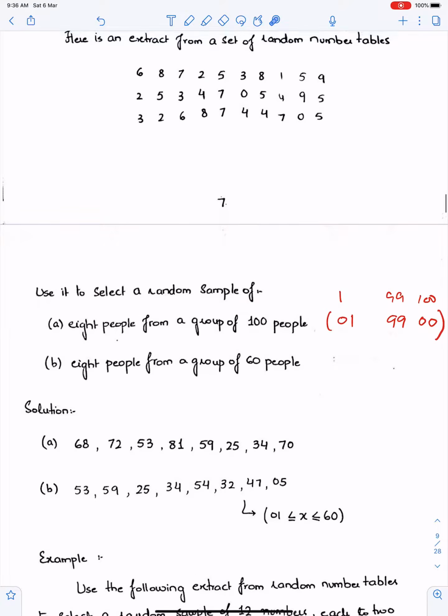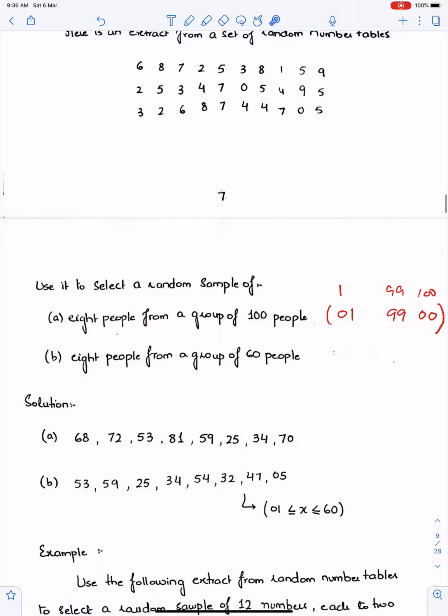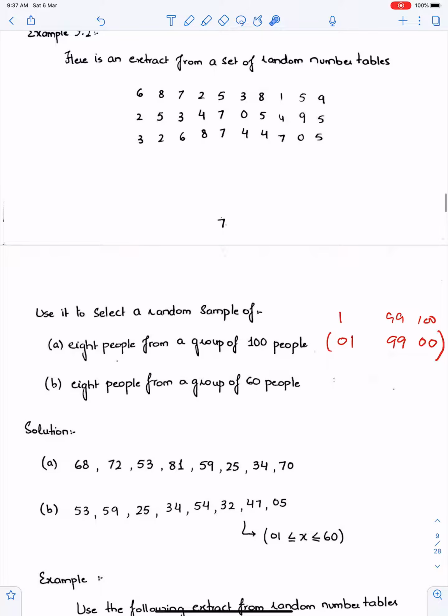So when you select 8 people from a group of 100 people, in this range 0, 1, 2, 0, 0, you will get this sample. This is the way to select the sample.